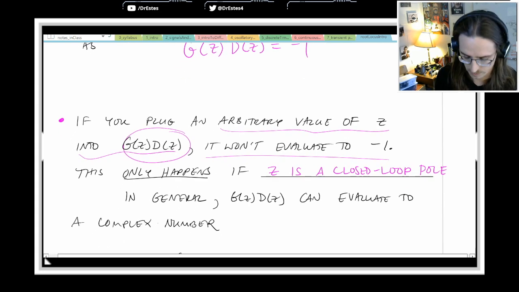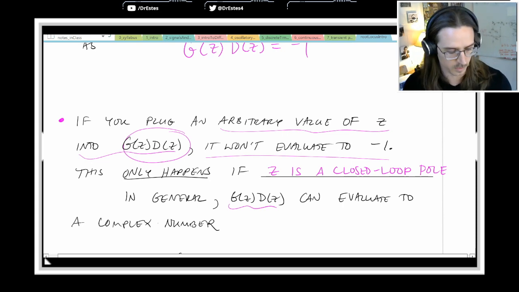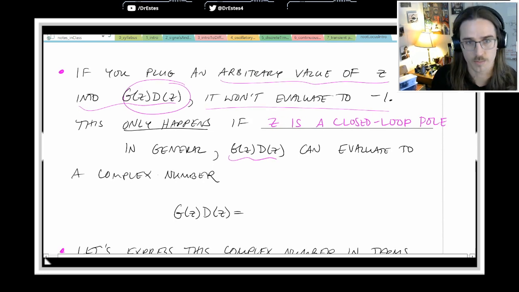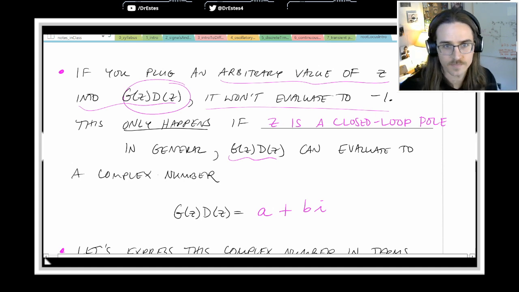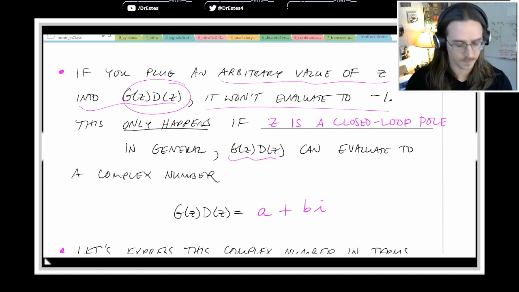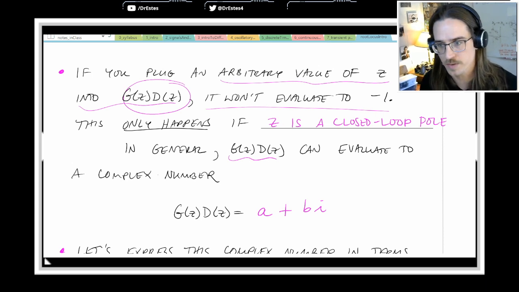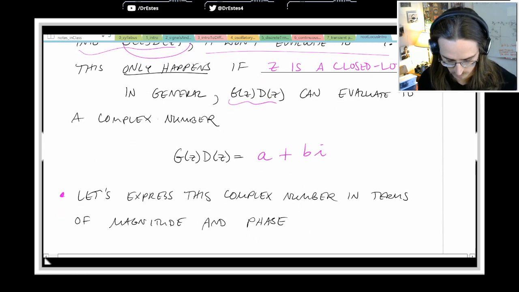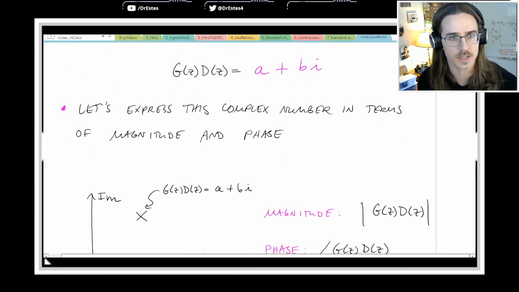In general, if you plug in some value of z, g of z is going to evaluate to a complex number. Let's say I plug in some random value of z, and g of z times d of z evaluates to this complex number, a plus bi. I want to express this number in terms of magnitude and phase. So we go to the complex plane, and I'm just throwing this number in the complex plane.